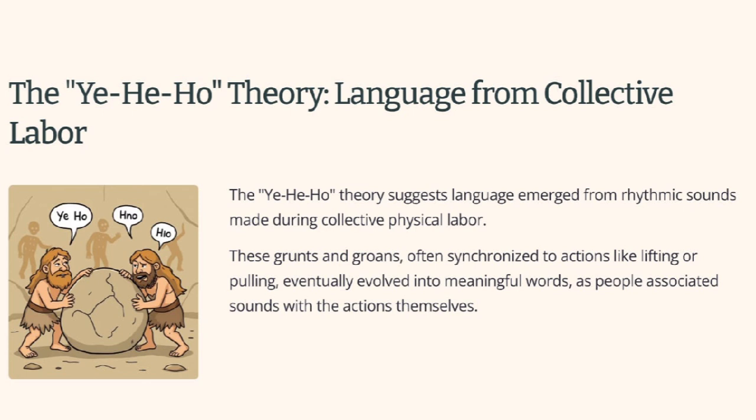This theory states that language came from collective labor. This theory suggests that language emerged from rhythmic sounds. Whenever you're doing a work, there will be a rhythm, to and fro. While doing this, you will have some inner sounds like grunts and groans, and they are synced to the actions like lifting up or pulling. And from this, they might have evolved into meaningful words, as people associated sounds with actions.